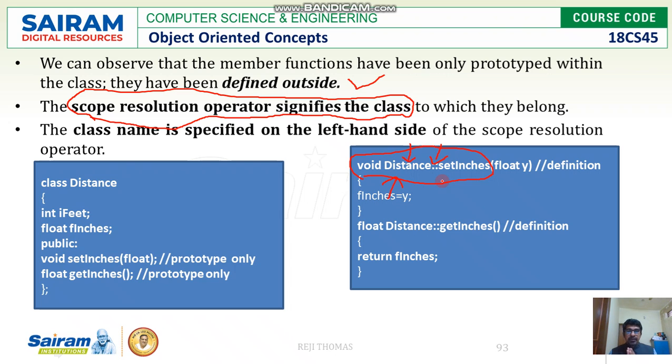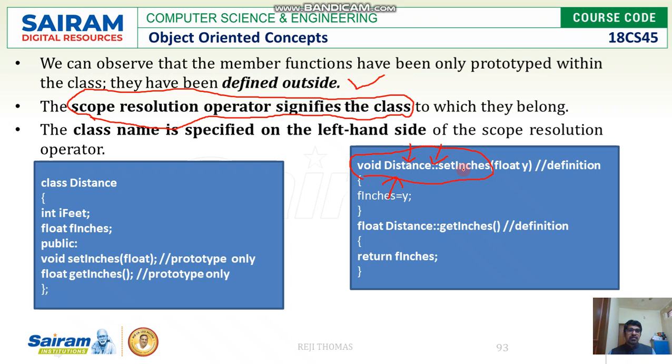Let me brief it. It's not mandatory to define a member inside the class. If you want, you can define them outside the class by making use of the scope resolution operator. Along with the scope resolution operator, you need to write the class to which the function belongs. And the third point is the class name is specified on the left hand side of the scope resolution operator.